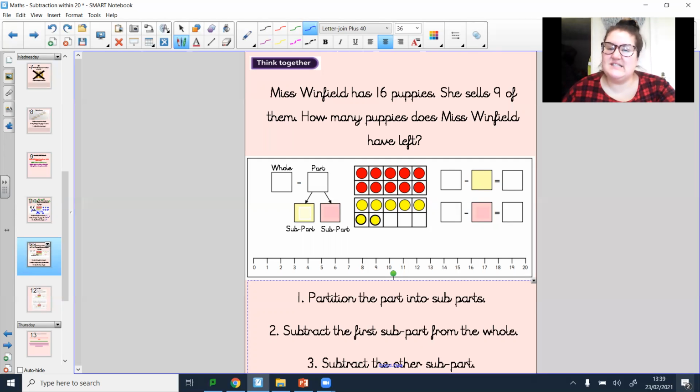I wish I had 16 puppies. She sells 9 of them. And Miss Winfield's got 16 altogether, okay? She sells 9 of them. How many puppies does Miss Winfield have left?